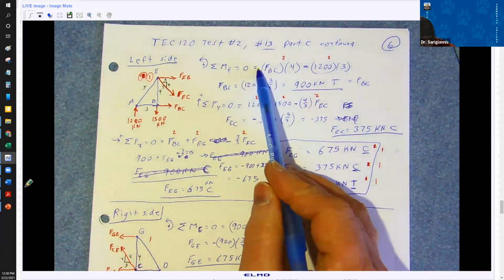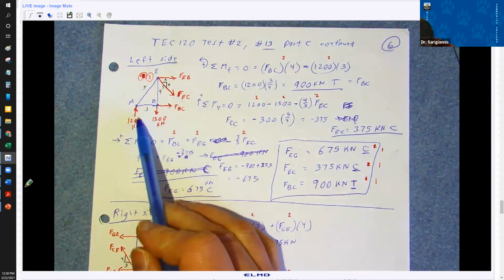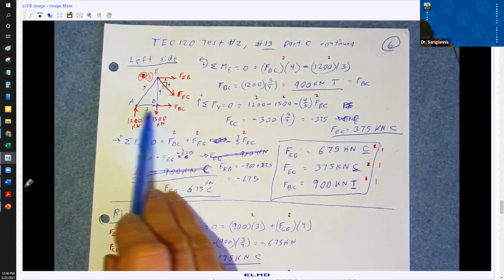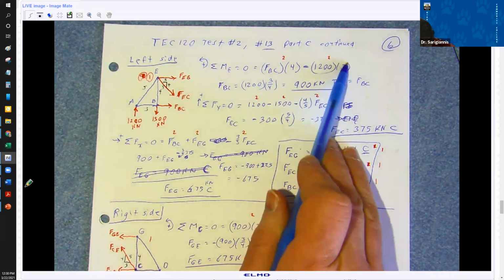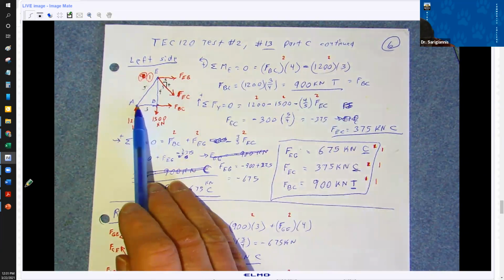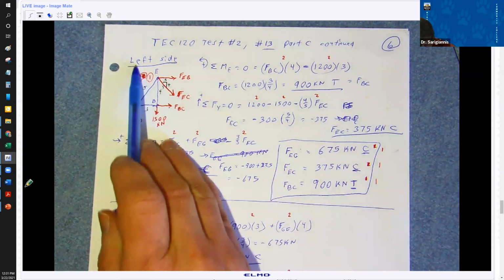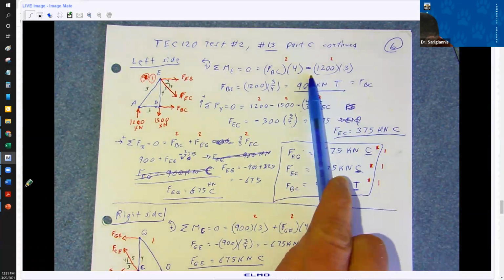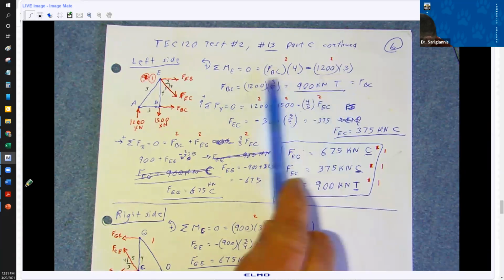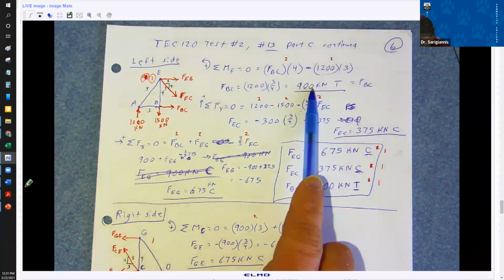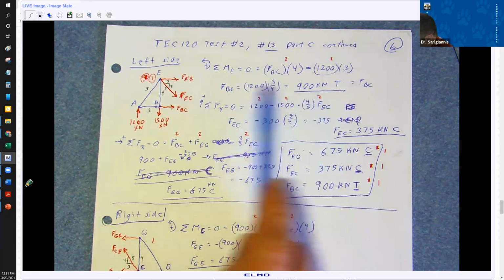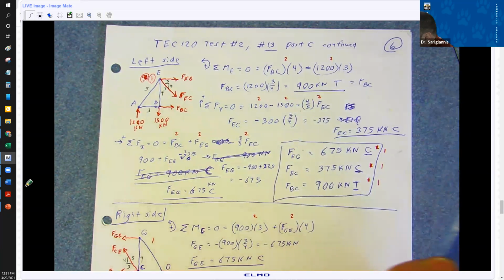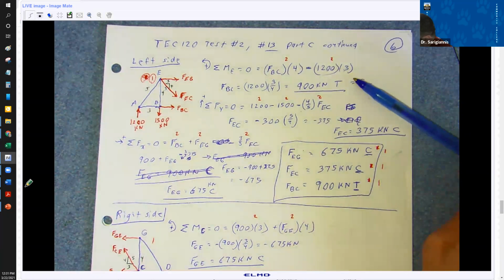That's why it's positive. Then we've got 1,200 kilonewtons with a perpendicular distance away from E of 3 meters. A bunch of people use 5 here, and that's just not right. It's got to be the perpendicular distance from the line of action of the force to the moment point. So here we got a very simple equation. We solve for FBC. We see FBC is 900 kilonewtons. Now, FBC we assumed was in tension. We got a positive number. It is in tension.